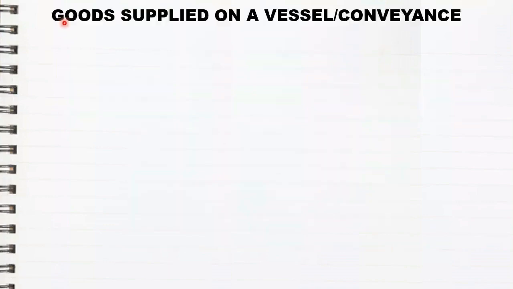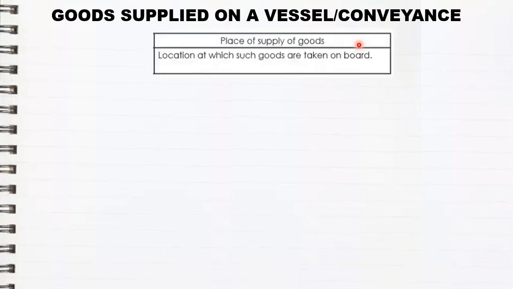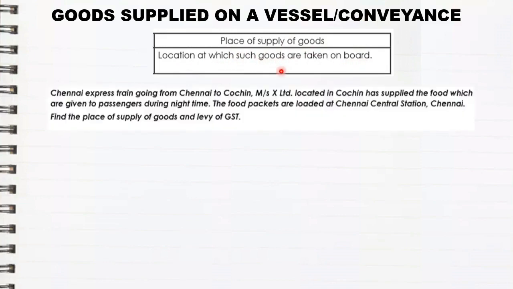Now let us see the next rule. The next rule involves goods supplied on a vessel or a conveyance. Basically, when you are transporting goods through railways, ships or airplanes, how will the place of supply be determined? According to the rule, the place of supply of goods under this condition will be the location at which such goods are taken on board. Let us take this example to understand what this means.